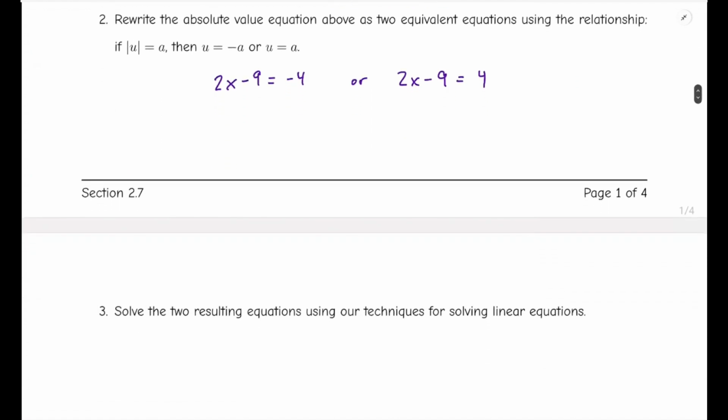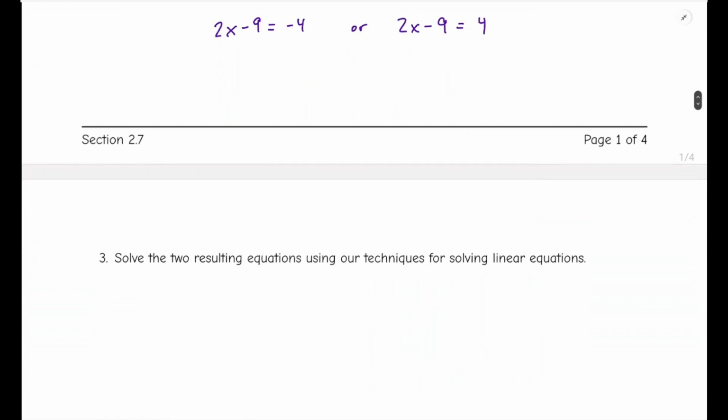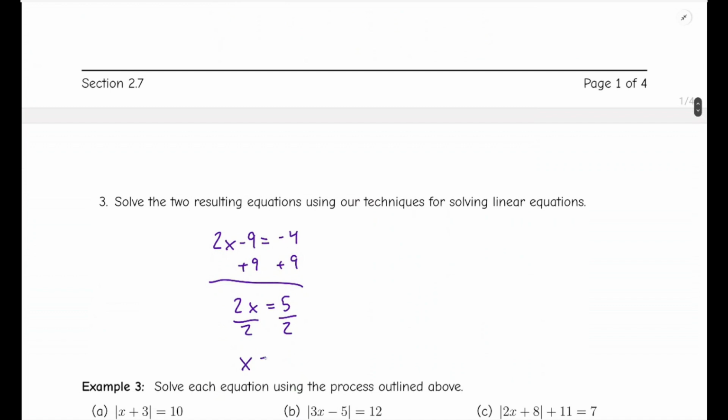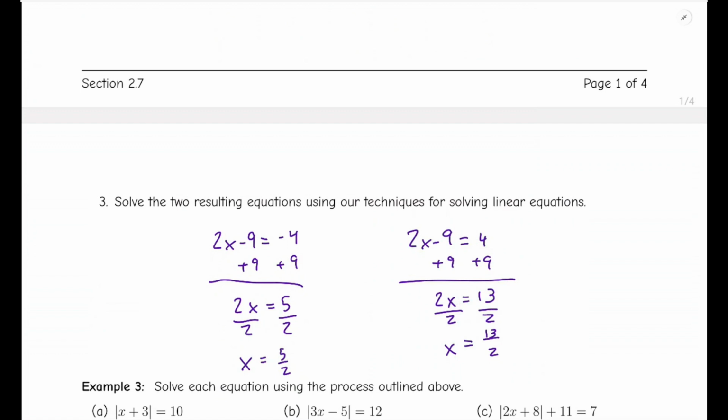Step 3, solve the two resulting equations using techniques of solving linear equations. So for 2x minus 9 equal to -4, I'm going to add 9 to both sides, get 2x is equal to 5, divide by 2 on both sides, and we get x is equal to 5 halves. And then 2x minus 9 is equal to +4, add 9 to both sides, we get 2x is equal to 13, divide by 2, and we get x is equal to 13 halves. So we get two solutions.